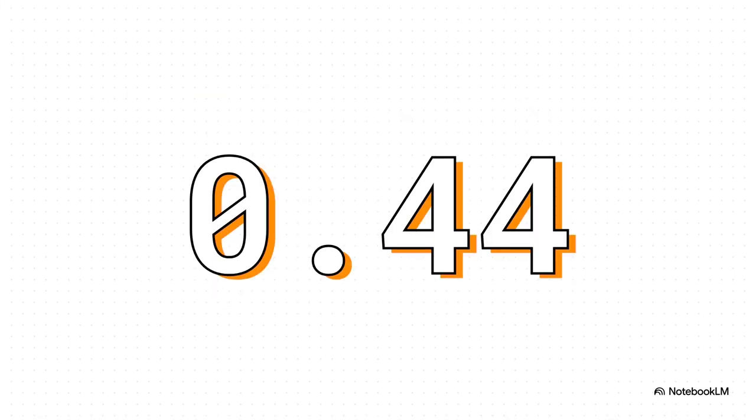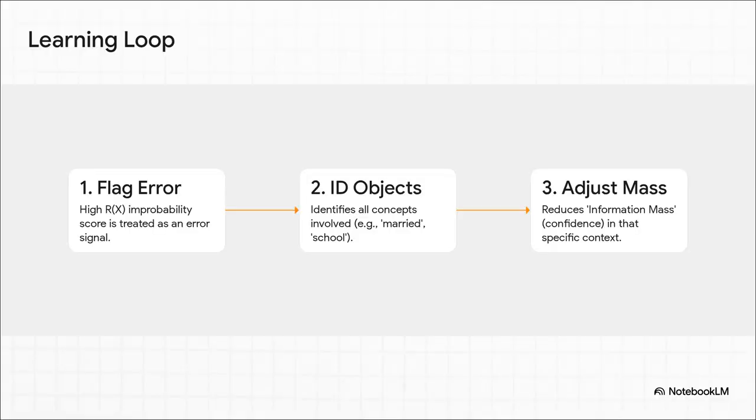The system then averages all those different scores into one single total improbability score. In this case, 0.44. Now, this isn't just a simple true or false. It's a number. It's a measurement of how much this statement clashes with the AI's understanding of reality. It has detected a contradiction. And this is the most important part.